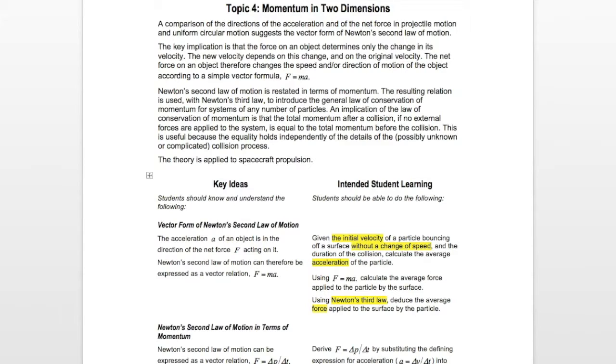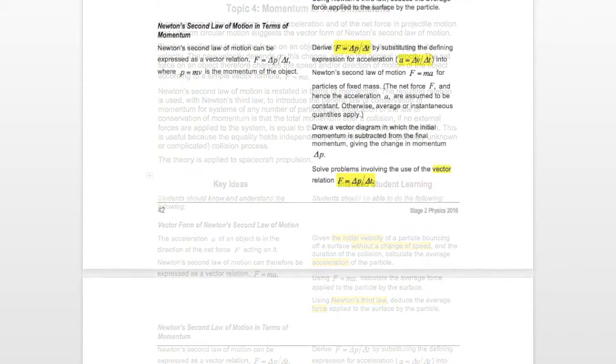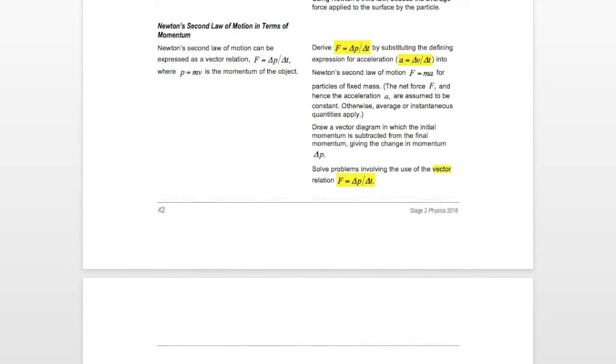We can then use Newton's third law to calculate the average force applied to the surface by the particle. We can derive the equation force is equal to the change in momentum over time. And by calculating the change in momentum, we can calculate the force applied to a surface.